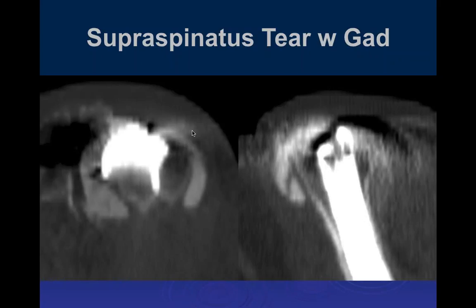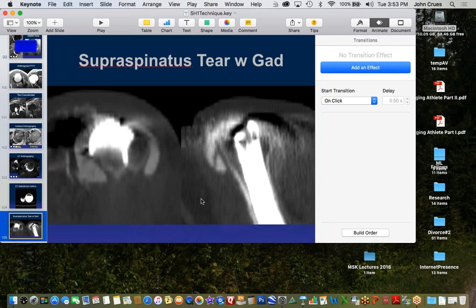Here's actually an arthrogram. We couldn't do an MR because of the metal artifact from the prosthesis, and this patient was allergic to iodine, so this is actually a CT arthrogram using gadolinium, and you can actually see that there's a tear with extrusion of contrast into the subacromial subdeltoid bursa. So that's a trick you may someday need to use, but hopefully not. So that's basically the technique section.